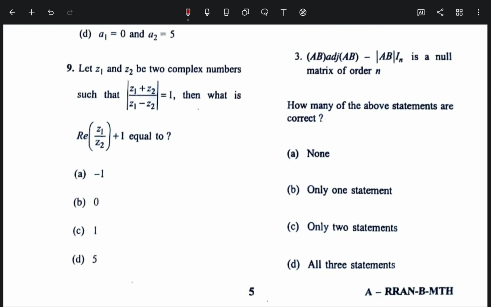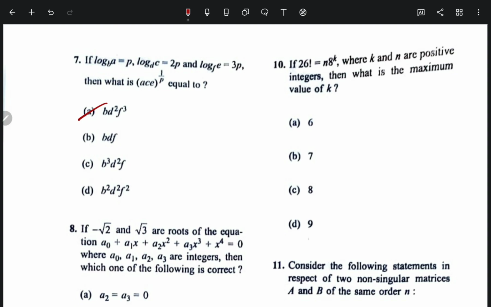And 9th question: if z1 and z2 are 2 complex numbers such that this should be true, which means that modulus of z1 plus z2 is equal to modulus of z1 minus z2. This is only possible if the real part is 0 for z1 and z2. So for z1 by z2, the real part is also 0. So plus 1, you get 1.